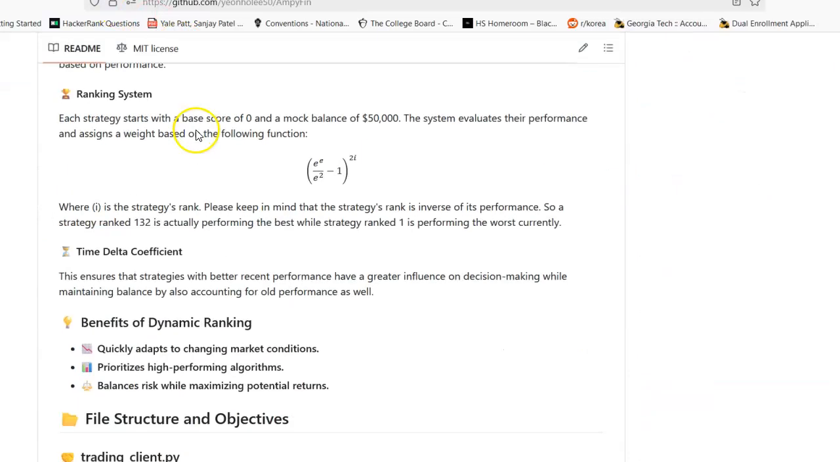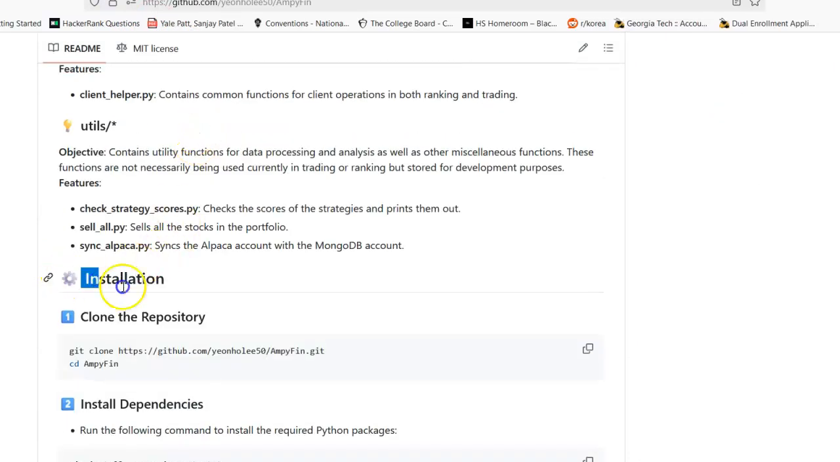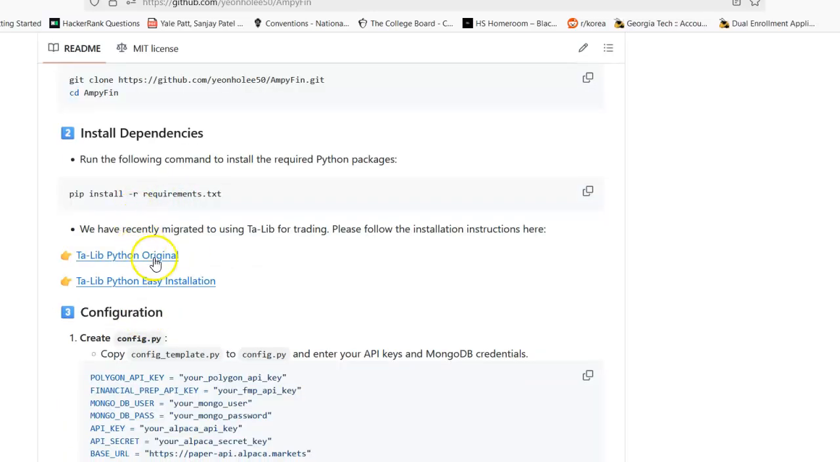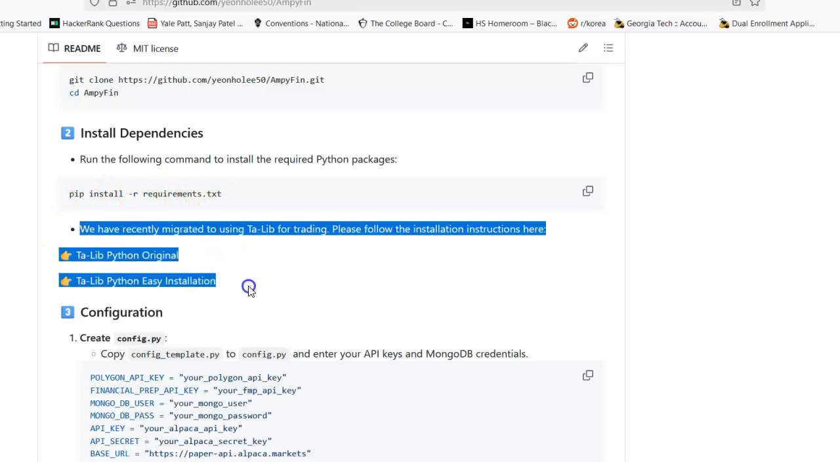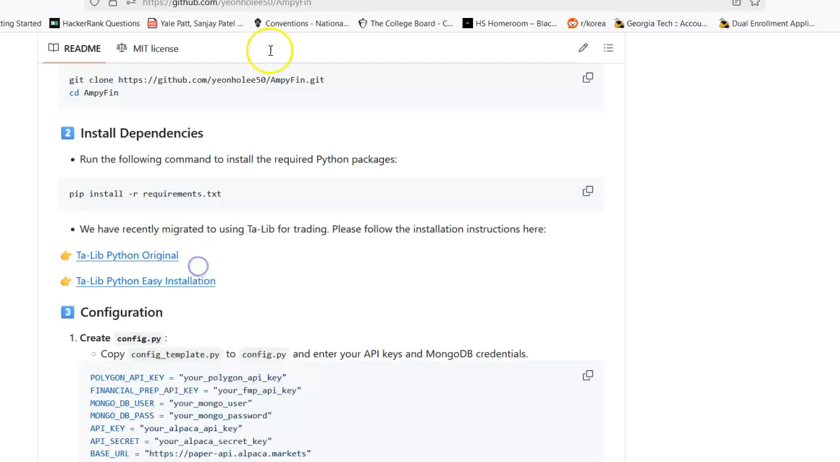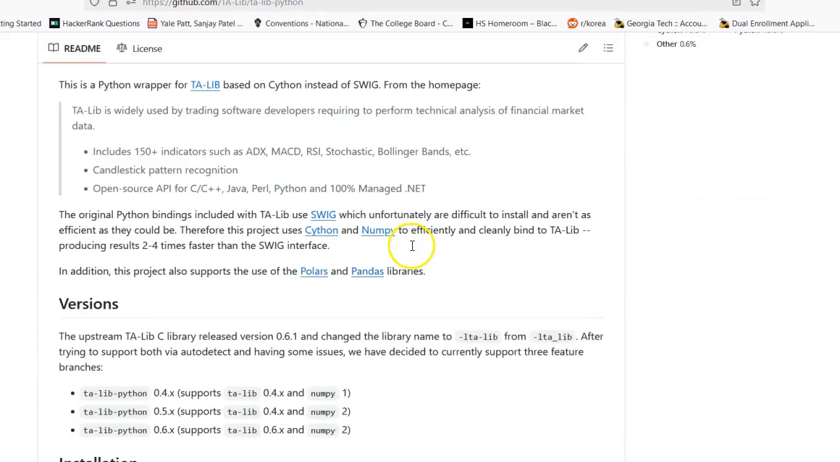While that's loading, we'll look into the setup process. The setup process is over here. It says installation, so you have to clone here. You can fork your own as well, and then cd to Ampyfin. Before running this, you have to install TA-Lib. TA-Lib is where the indicators that we're using are. So this is the original TA-Lib Python.